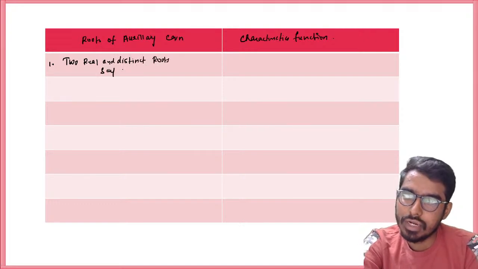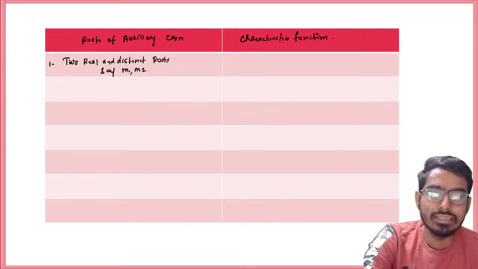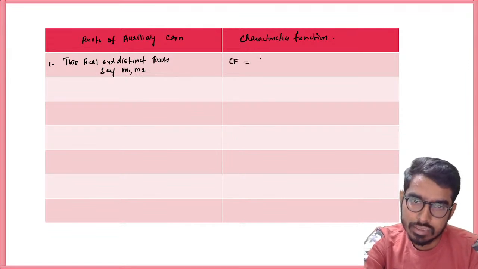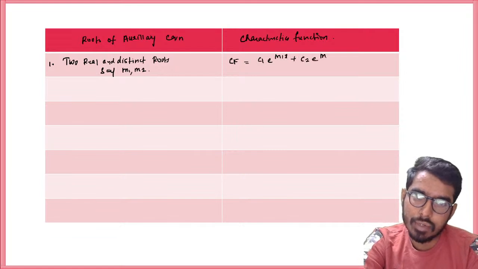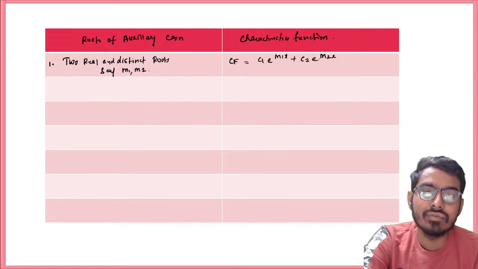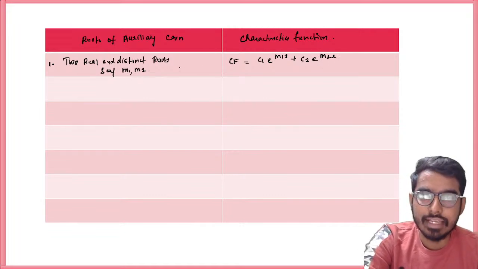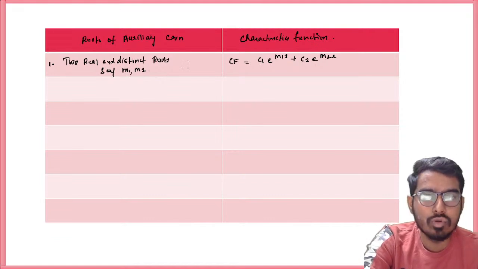Let us say m1 and m2. So if you have two distinct real roots, the characteristic function is given by c1 e power m1x plus c2 e power m2x. This table is very important, right? m1 and m2 are the roots.